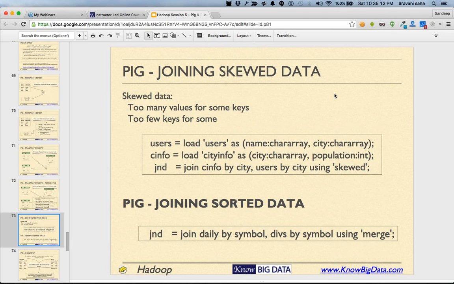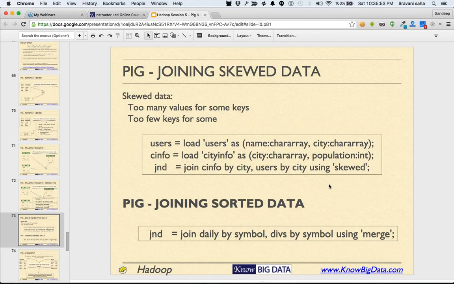All right. Now, sometimes you get skewed data. Skewed data means when you are grouping values or joining values, say you're joining users and cities. Some cities have millions of people, and some cities have few people, right? So the skewness is huge. If for some keys the values are millions, and for some keys there are only a few, in those cases there is a huge skewness.